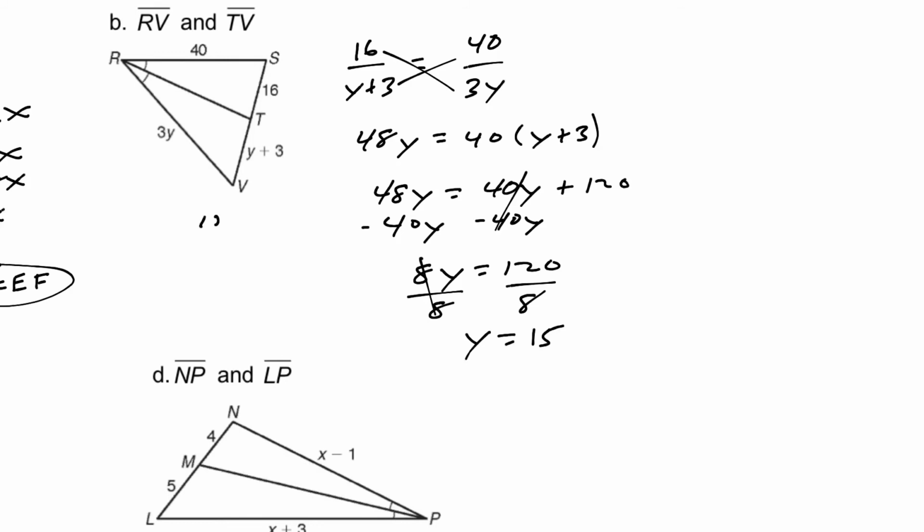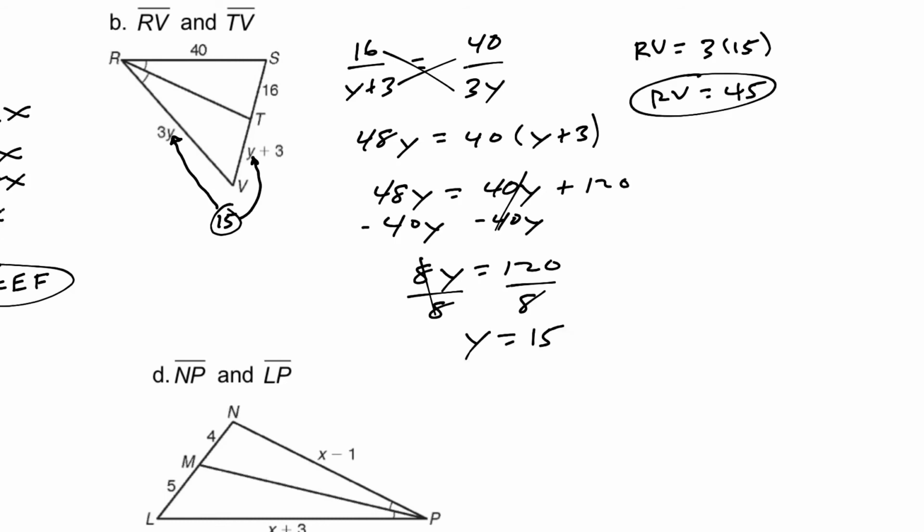We're going to take our 15 and plug it in for this y right here, and we're also going to plug it in for that y right there. We have the length of segment RV is equal to 3 times y, so that's going to be 3 times 15. So we get RV equals 45.